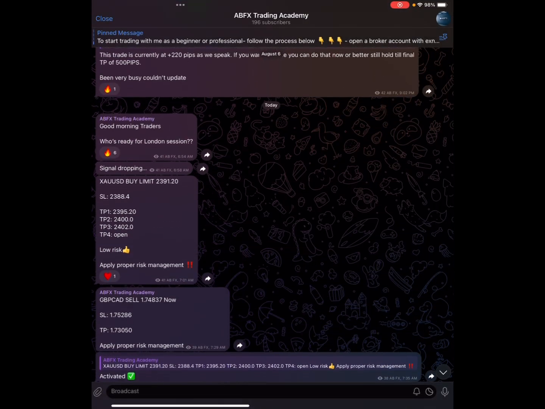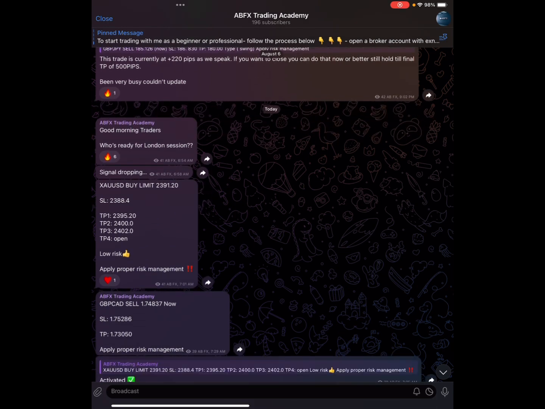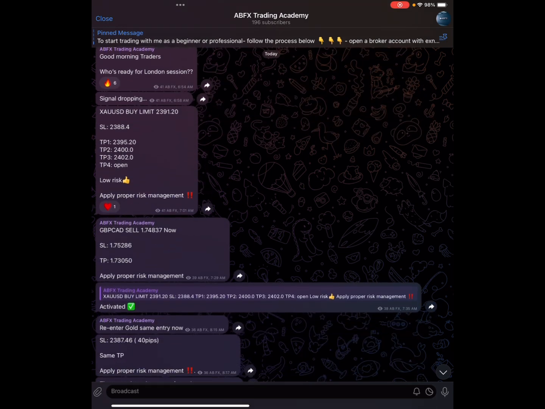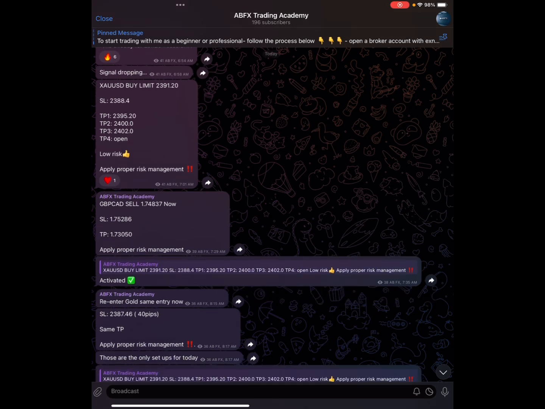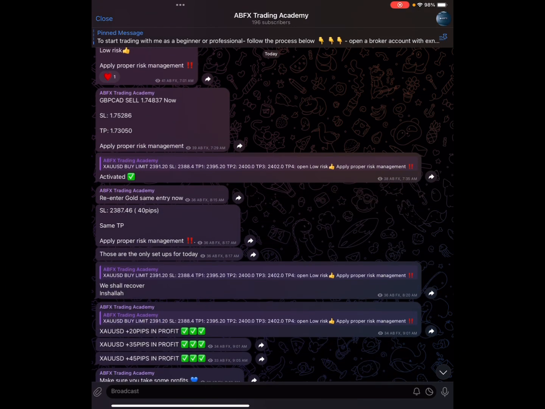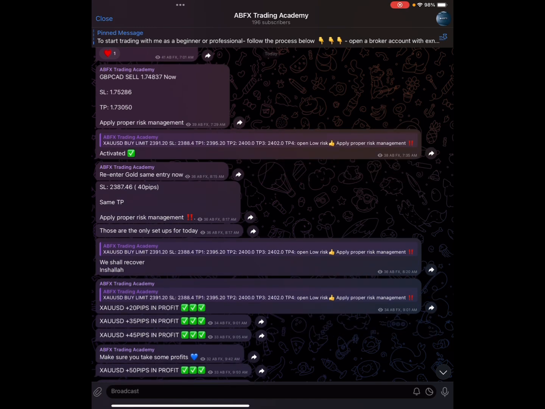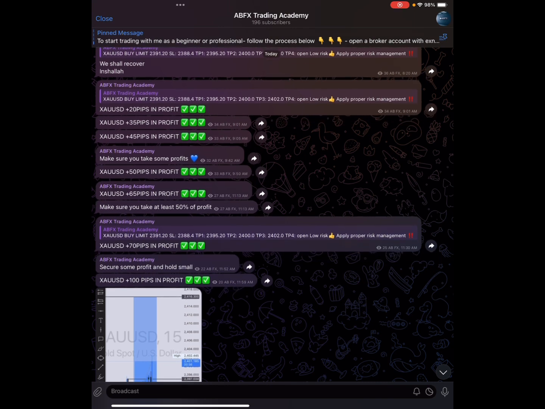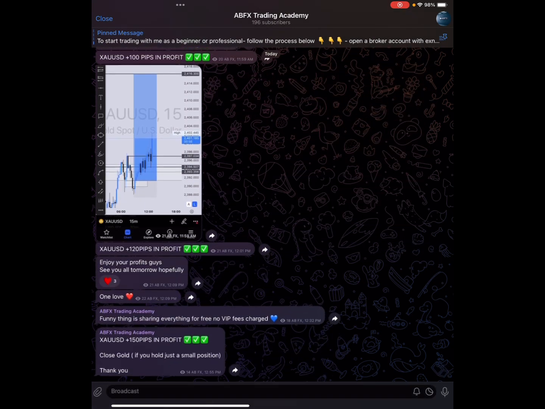150 pips. The initial setup we sent was a buy limit to buy gold, and I think it hit our SL, and I had to reorder at the same price. And this was why I was so confident in the buys on gold this morning. At the end we ended up with about 150 pips, and I asked everyone to close.